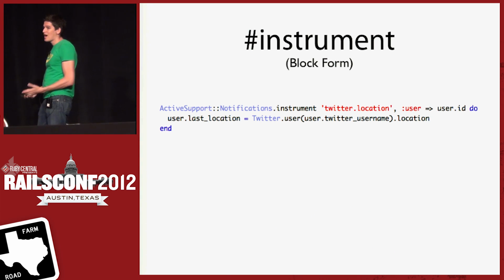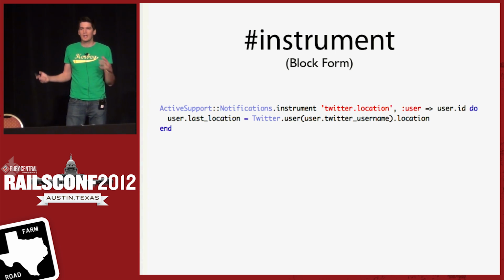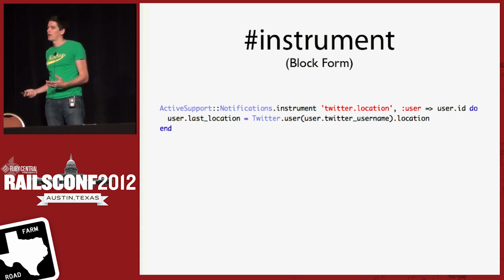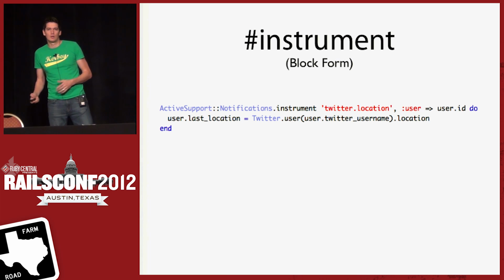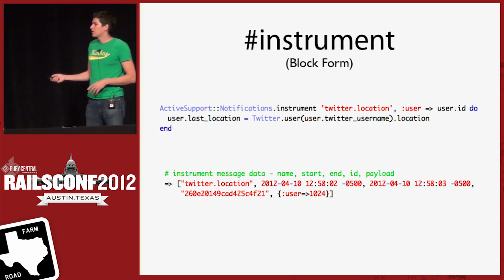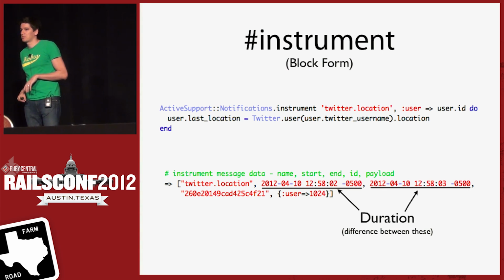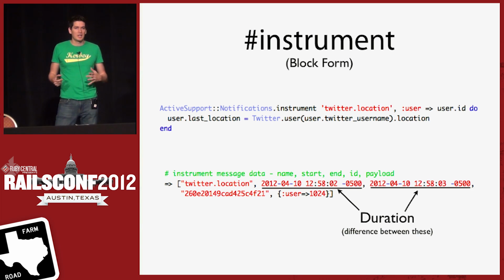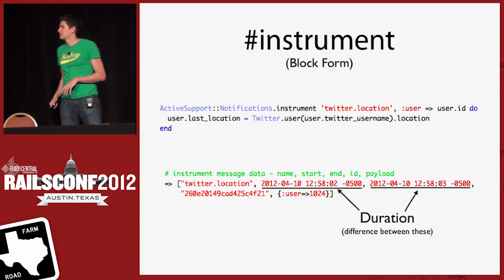Now, there's also a block form of this. And what's awesome about this is any code you run inside, you're going to get automatic timing on it, right? So this is basically kind of a combination of your benchmark and your logging statement. Or at least it has the opportunity to be. So your payload here, the arguments are actually the same, but now if you look at the difference between the start and end time, you're going to get that duration. You're going to get a sense of exactly how much time it's taking for that code to execute.